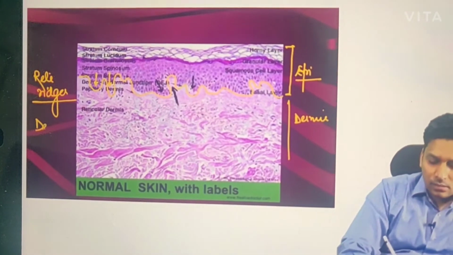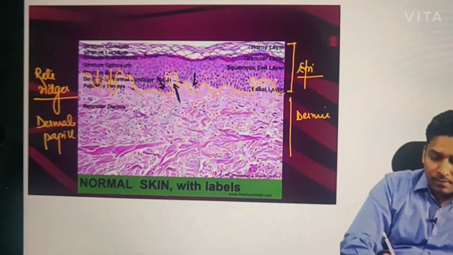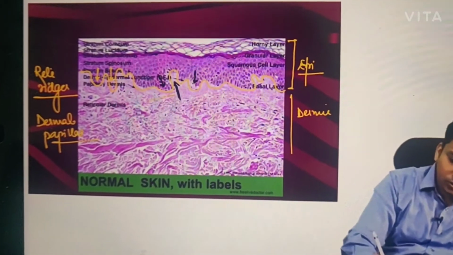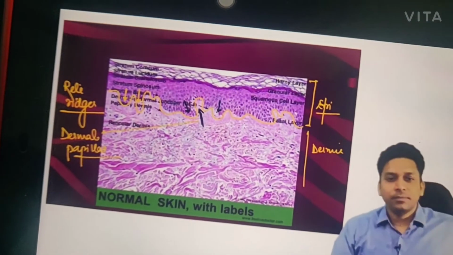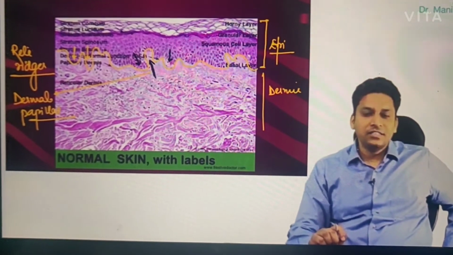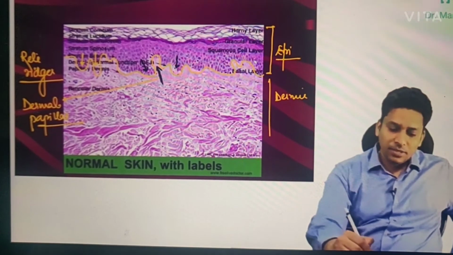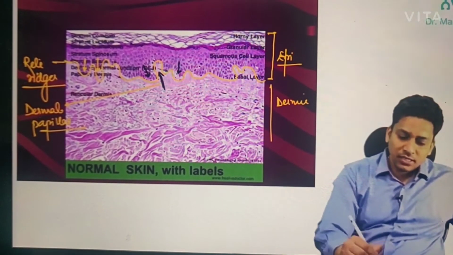And dermal papilla are the projections of dermis which are going up. So dermal papilla are the projections of dermis which are going up, and Rete ridges are the projections of epidermis which are coming down.